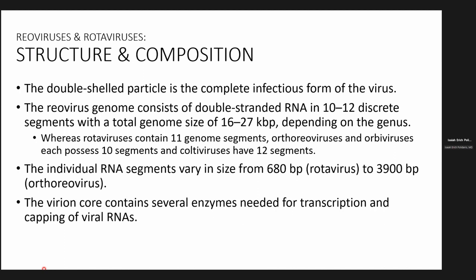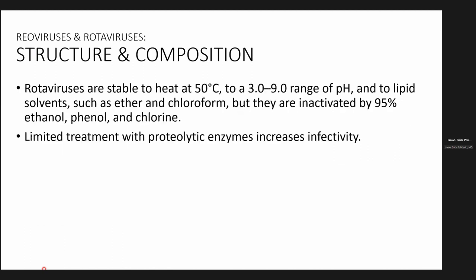And then the reovirus genome consists of double-stranded RNA in 10 to 12 discrete segments with a total genome size of 16 to 27 kbp, which depends on the genus. Rotaviruses only contain 11 genome segments, although reovirus and orbiviruses have 10 segments, while coltiviruses have 12. Individual RNA segments vary in size from 680 bp to 3,800 bp, and the virion core contains several enzymes needed for the transcription and capping of the viral RNAs.